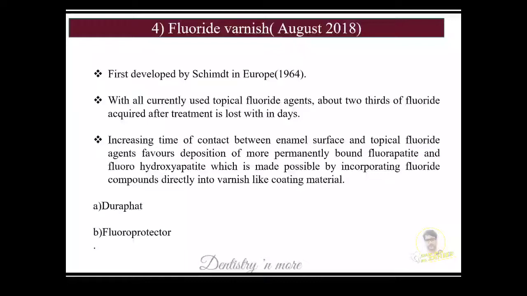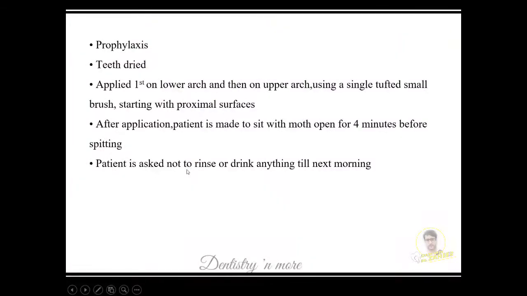Okay, then we have fluoride varnish, first developed by Schmidt in Europe. Fluoride varnish, there are two types, Duraphat and Fluor Protector. This is 22,600 ppm and this is around 7,000. So what happens is when fluoride is applied, there will be formation of fluorapatite and fluorohydroxyapatite. So the procedure is the same.